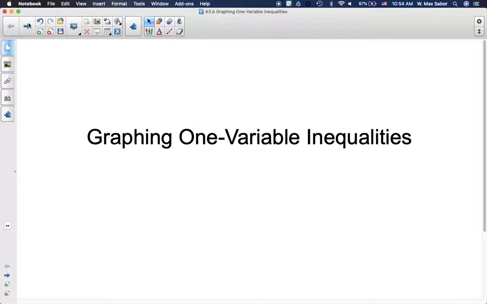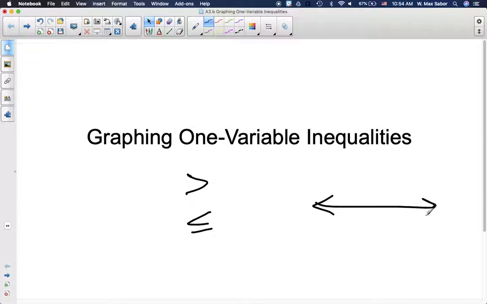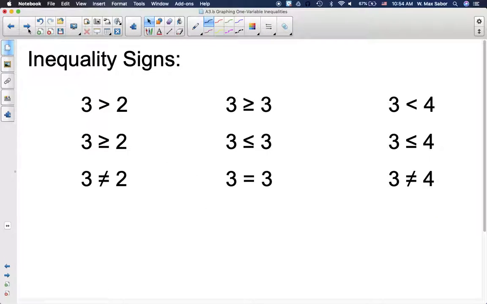Graphing one-variable inequalities. Before we graph one-variable inequalities, we need to learn two things. We need to make sure that we know what the various inequality signs mean, and we also need to know what a number line looks like. So, inequality signs.